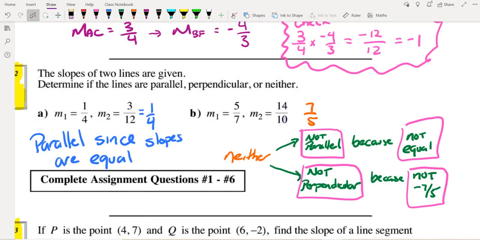Okay, so in order to determine if something's parallel or perpendicular, we need to compare slopes. And we need to compare the fractions. And we can only compare fractions if they are in lowest terms. Hopefully you noticed M2 in both of these situations were not in lowest terms, and these fractions needed to be reduced before we could do any kind of comparisons. In example A, both slopes are equal to 1/4, so hence they are parallel lines, since they're both equal to the same thing.